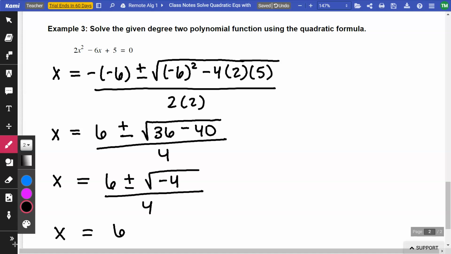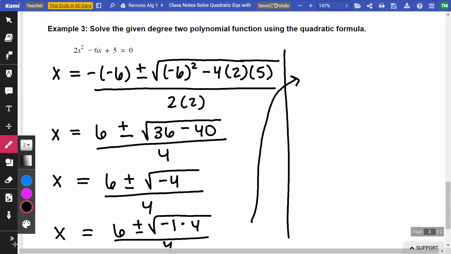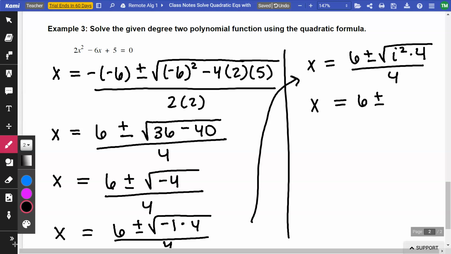So x is equal to 6 plus or minus the square root of negative 1 times 4 all over 4. What can I replace negative 1 with? i squared. So x is equal to 6 plus or minus the square root of i squared times 4 all over 4. So x is equal to 6 plus or minus the square root of 4 is 2, and then the square root of i squared is i. So the square root of i squared times 4 is just 2i, all over 4. Simplify that into two fractions, so 6 over 4 plus or minus 2i over 4.